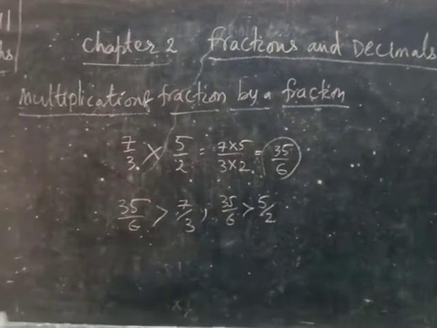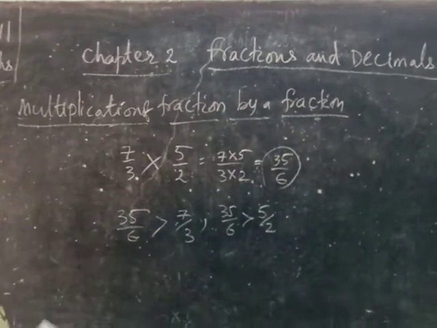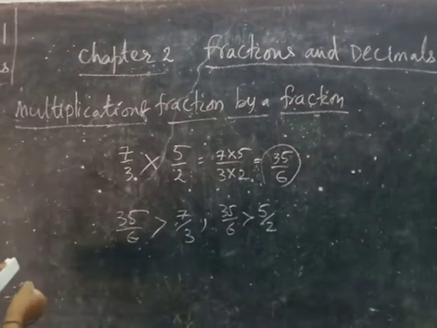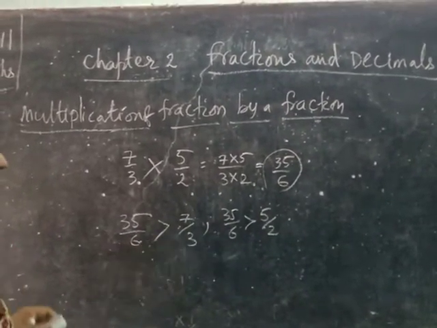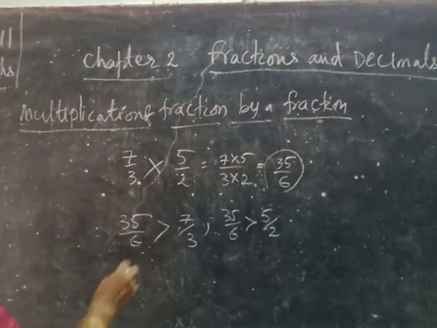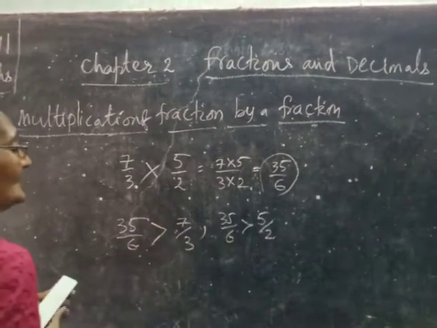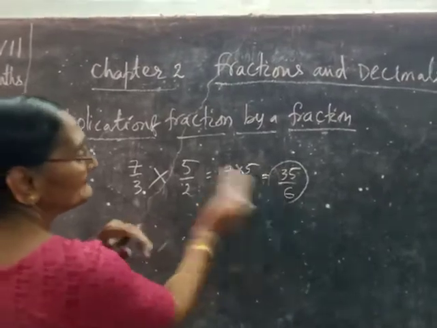If two proper fractions are multiplied, the product is less than each of the fractions. And if two improper fractions are multiplied, the product is greater than each of the fractions. Do you understand now?